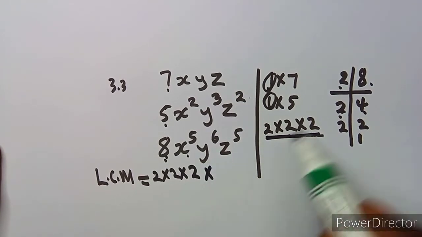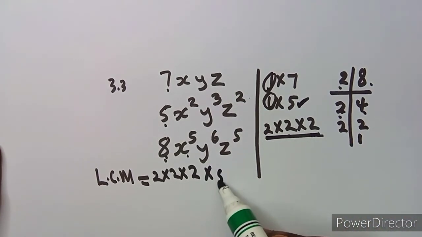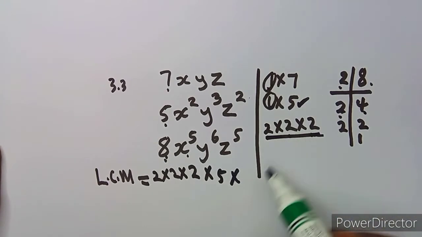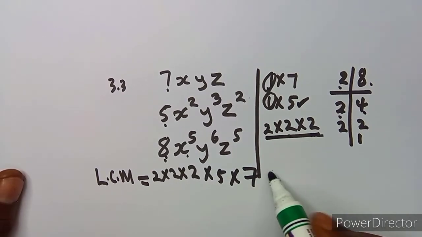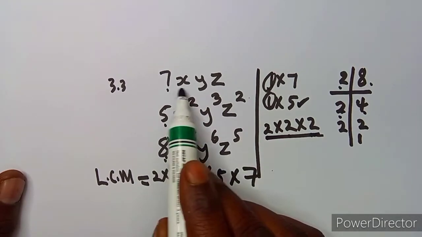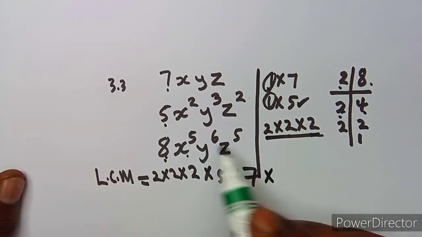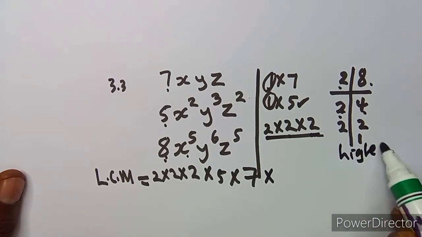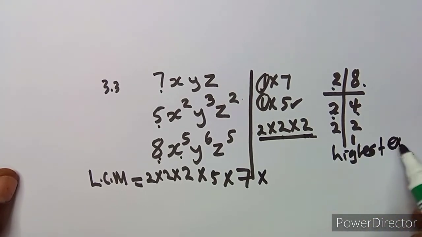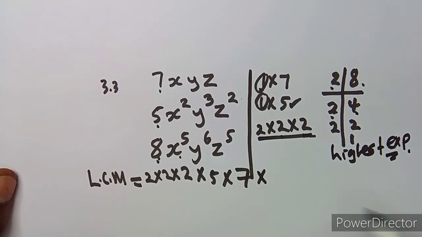Times, we have got 5, it's a number that is appearing, you multiply it. You've got 7, it's a number that is appearing, you multiply it. So for the LCM, you take everything. Take note, for the LCM, you take everything. Okay, multiply by, you move on to the letters. When you are working with the LCM, you take the letter that has the highest exponent.